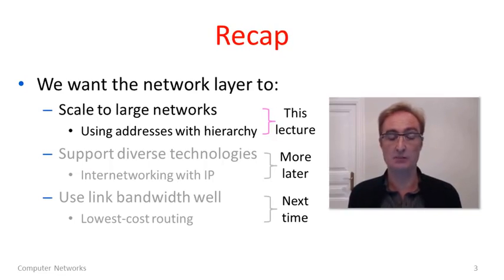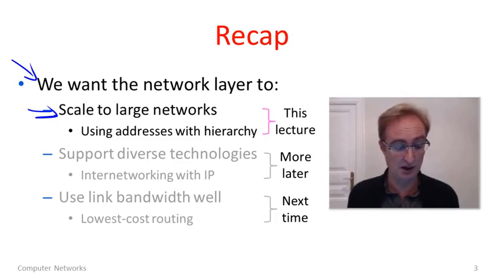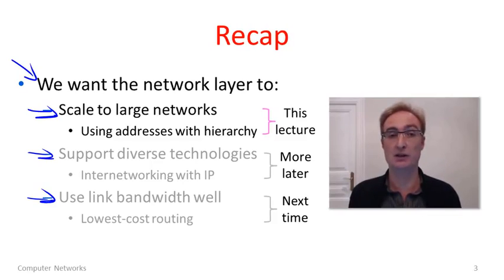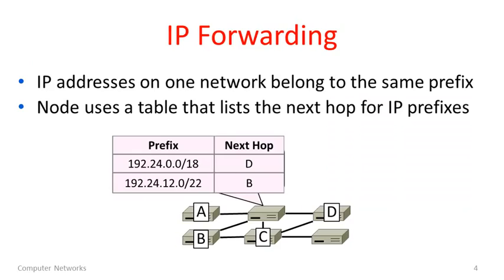Before we get into the meat of that topic, let me just recap where we were at in the network layer. We really had several goals for our network layer to go beyond what we could do in the link layer with simple switch networks. We wanted to be able to scale to large networks. That's what we're getting to in this video right now, seeing how we use the hierarchical structure of addresses to scale. We also wanted to do other things, support diverse technologies. I've talked about internetworking, I'll talk a little more about that later. And we also want to use the bandwidth of the different links in the network well. This is covered by different routing formulations, and we'll get to that much later. So, let's look at how we scale to large addresses with IP forwarding.